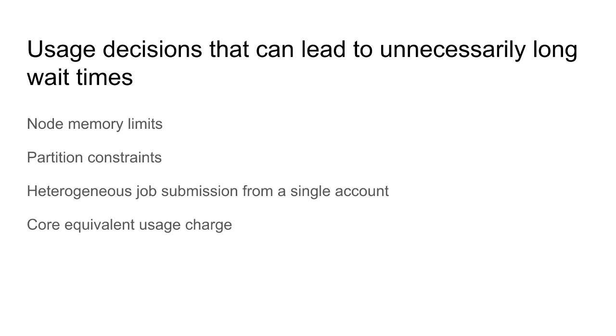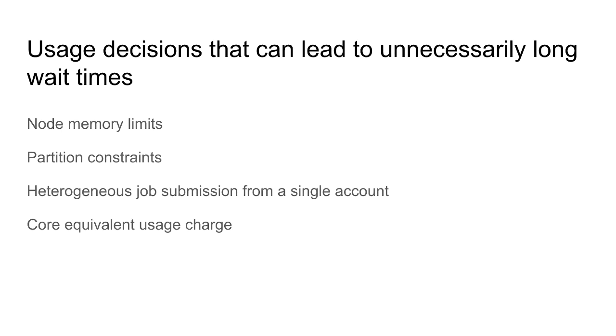So I want to talk at the end of today about the usage decisions that can lead to unnecessarily long wait times. And there's four very specific instances of this. So there's the node memory limits. And the memory requests at the edge of a certain node type can result in substantially longer wait times than are actually required for a job being submitted. And we'll go over why that's the case.